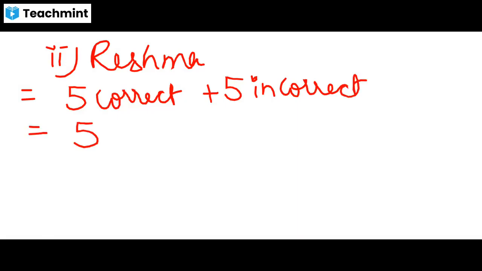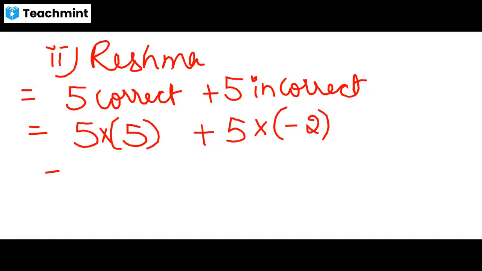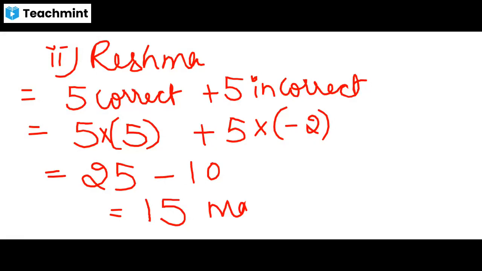For 5 correct, 5 into 5, plus 5 incorrect answers, 5 into minus 2. You get 25 plus, into minus, 5 2s are 10. So 25 minus 10 is 15. 15 marks, ma'am. Reshma scored 15 marks.